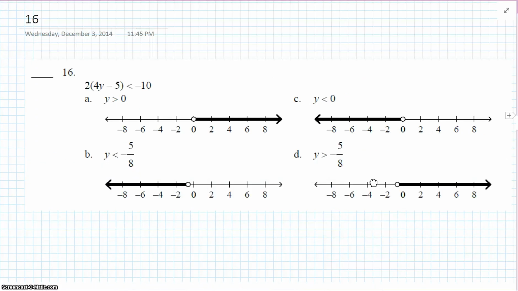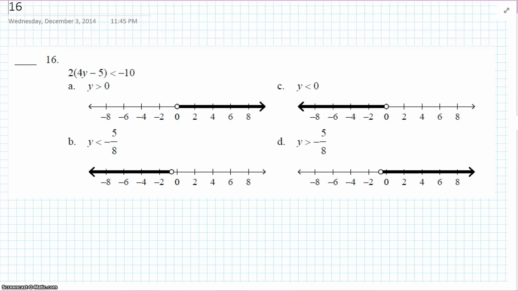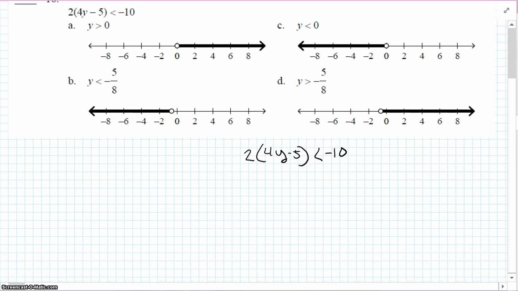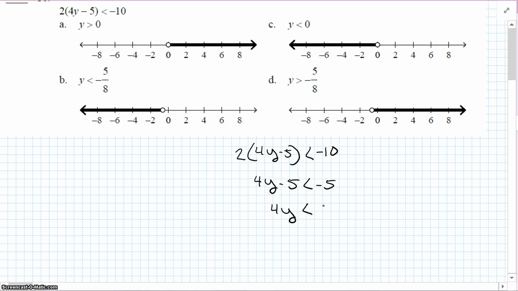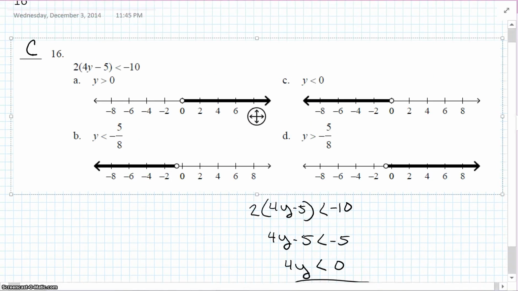16. Graph the inequality. So I've got 2 times 4y minus 5 is less than negative 10. Okay, so let's look at this. Let's divide each side by 2. You could distribute it, but it's just going to take more time. So I get 4y minus 5 is less than negative 5. I'm going to add 5 to each side, so I'm going to get 4y is less than 0. Divide each side by 4. Y is less than 0. Answer is C.